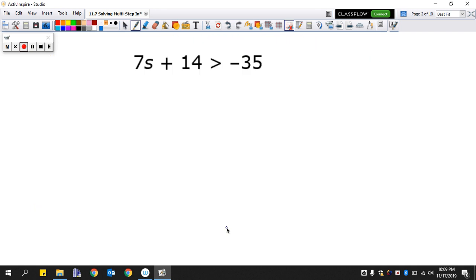All right, so remember, this is just the same as solving an inequality. So we're going to do the order of operations backwards. In other words, we're going to add or subtract first. So we're going to subtract 14 from both sides. All right, so that cancels out. You have 7s is greater than negative 35 minus 14, which is negative 49.